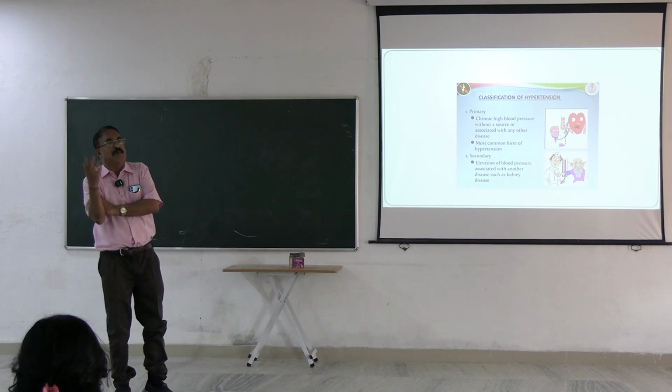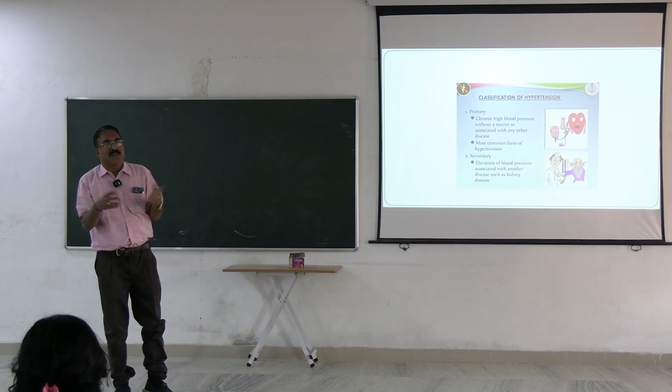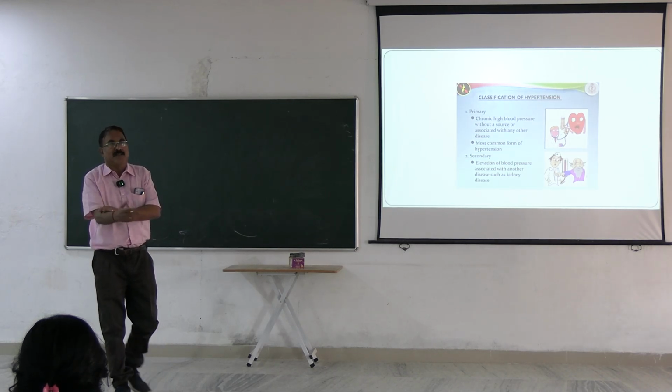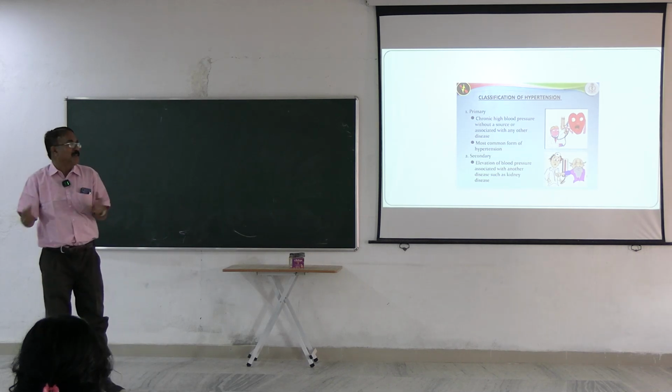His pressure is 180 by 100. What is the cause? Nobody knows. Otherwise, everything else is normal. Then it's called primary hypertension. Secondary hypertension, on the other hand, it's considered with some kidney disease or something like that.